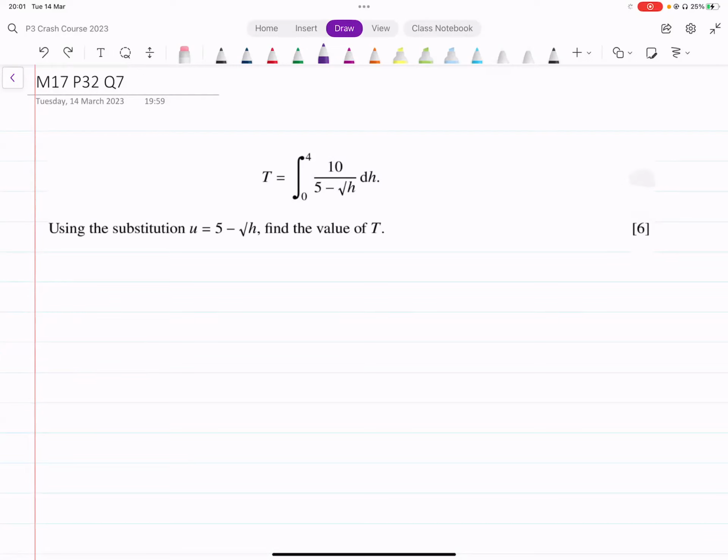So the integral looks like this. 10 over 5 minus square root of h with respect to h. That's what we need to integrate. The limits are from 0 to 4.